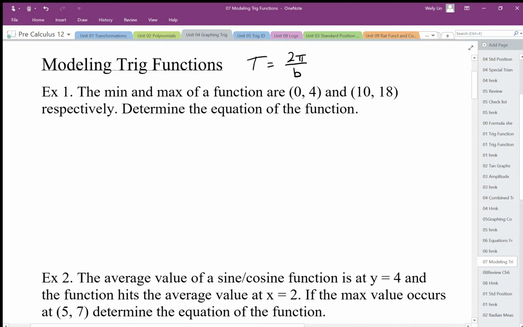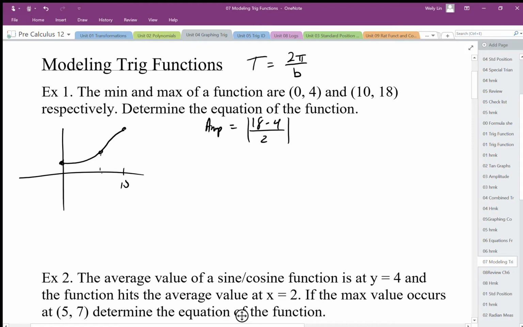So let's do an example here. The minimax of a function are given as such. We have at 0, 4, 8, 10, 18, something like that. We have our function here. There's our middle. Again, we still need the same things. We need an amplitude. The amplitude is going to be a distance, so we're going to subtract and divide by 2. That's going to give us an amplitude.